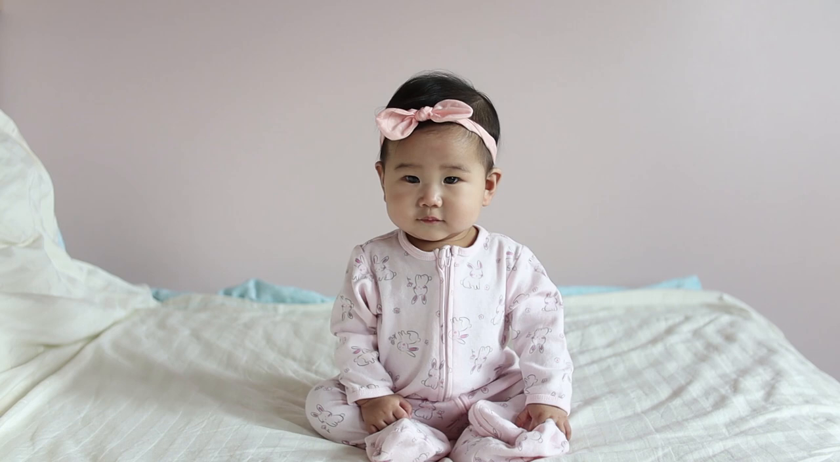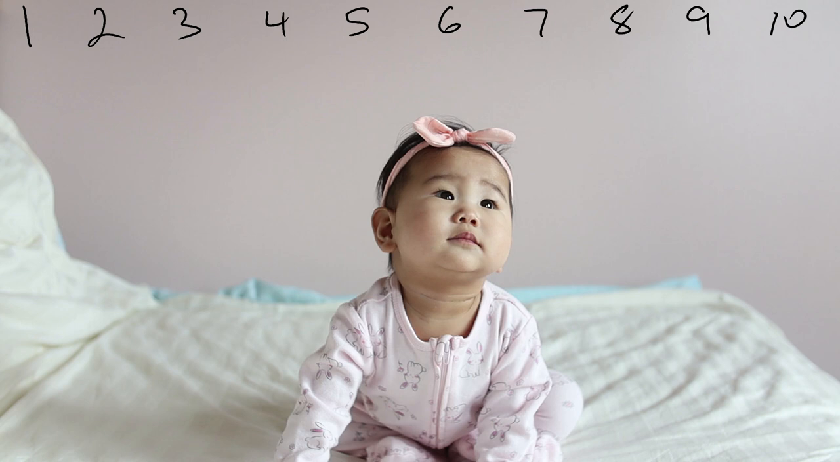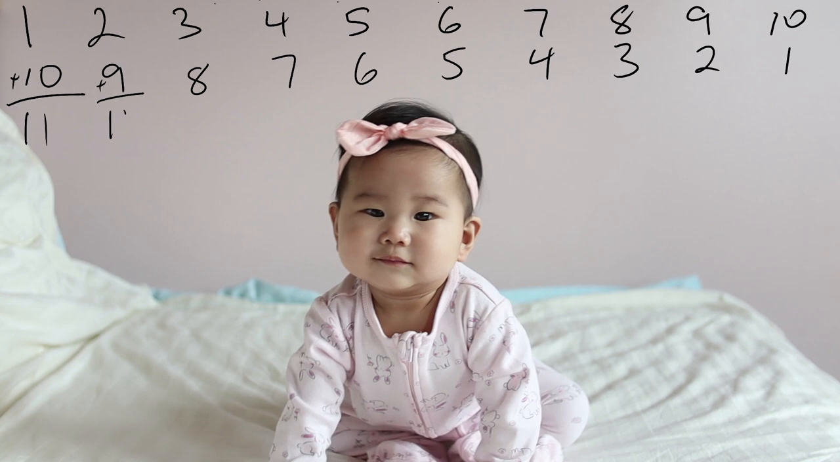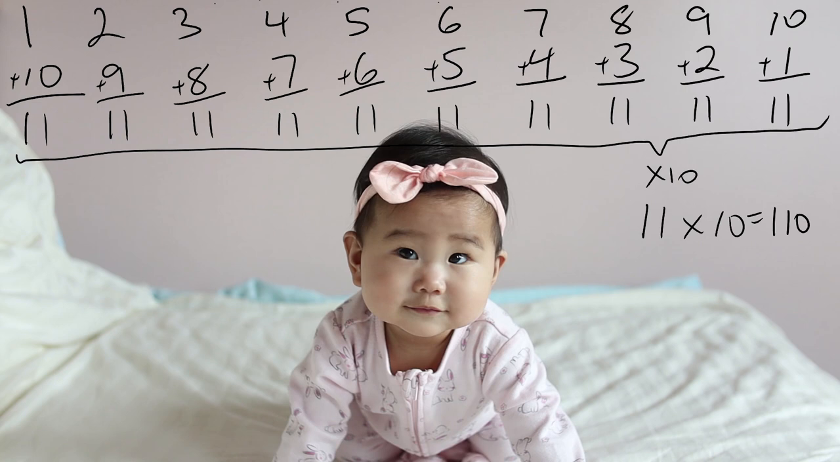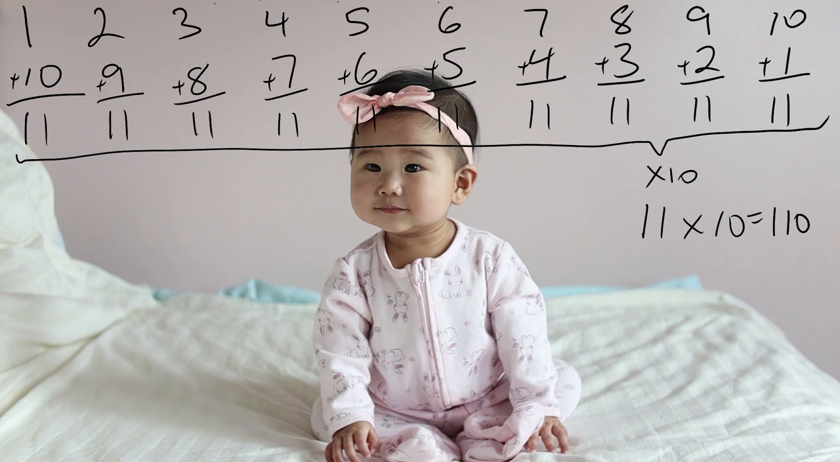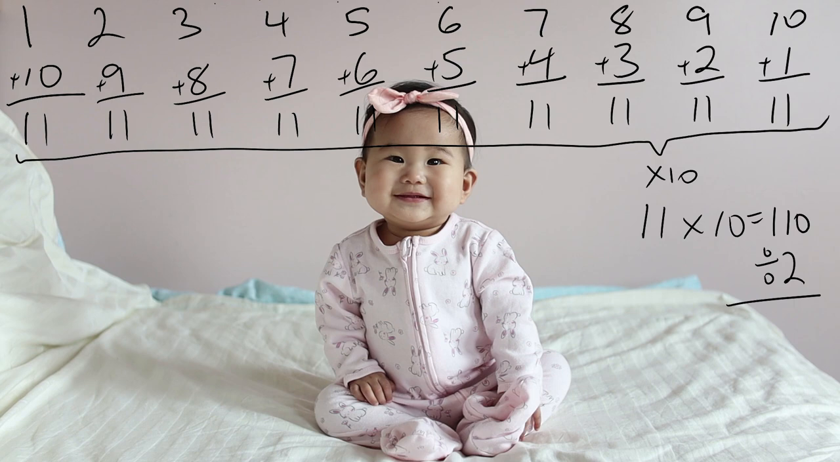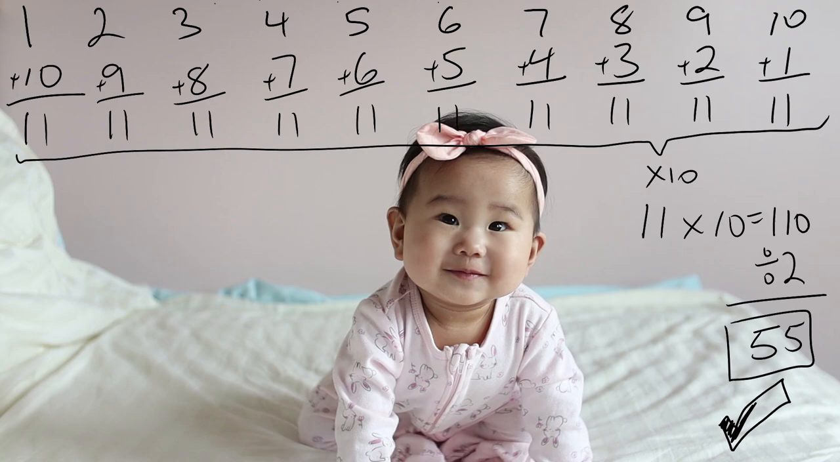Let's start with an easy example. If we write the numbers from 1 to 10 across the page, and then write the same numbers backwards below, we find the sum of each column is 11. The number 11 is repeated 10 times across, so 11 times 10 is equal to 110. Since 110 is double the correct answer, as we have added 1 to 10 twice, we divide 110 by 2 and get 55. This is the same answer we would get if we used a calculator.